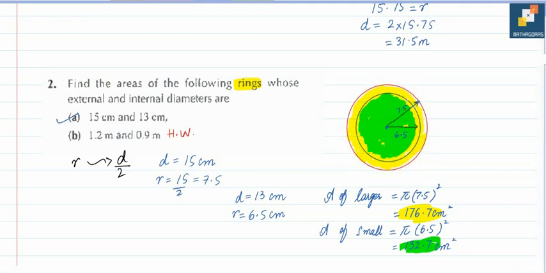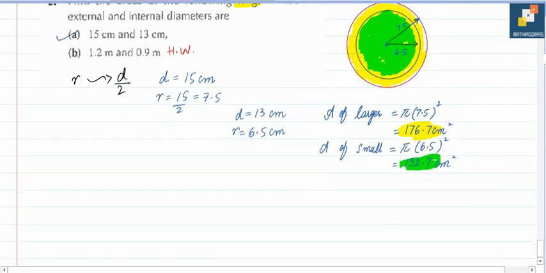So what you are going to do, you are going to subtract 176.7 minus 132.7, right? You are going to subtract these two areas, so it will be 43.9 centimeter square. That is the area of the shaded part, right? And if we round it off, it will be 44 centimeter square. So that's how you find the area of the ring, right?